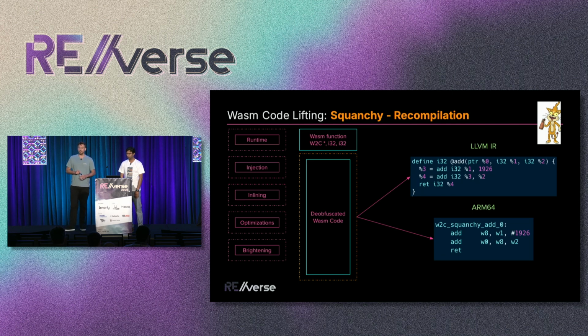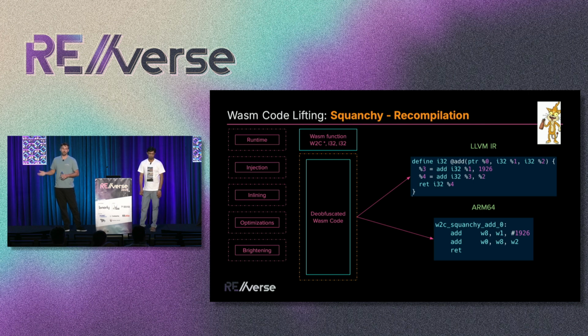So now we can do recompilation. We have the LLVM IR, so we can either stay with LLVM IR, or we use the ARM64 backend to generate ARM64 code for us. As I mentioned before, you can compile it to an object, load it in IDA or Ghidra, and use the decompiler.